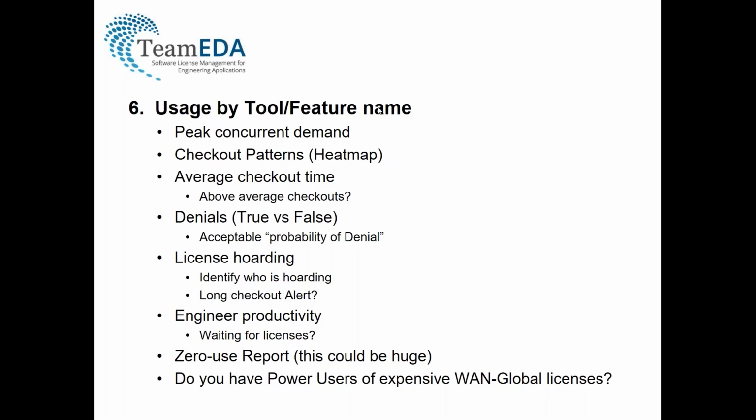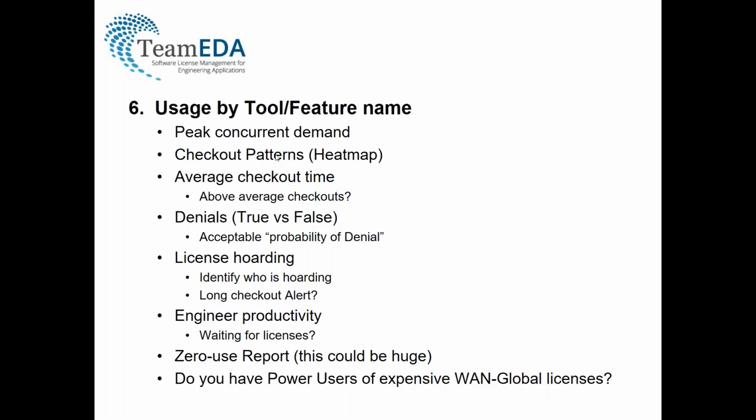Sometimes it's easy to understand, sometimes it isn't. So under the category of usage, things that you need to be aware of are peak concurrent demand. There's a couple key things here. Concurrent implies that you're floating licenses, and it's like books in the library. How many do I need to meet the peak concurrent checkout demand? You're going to need to know that.